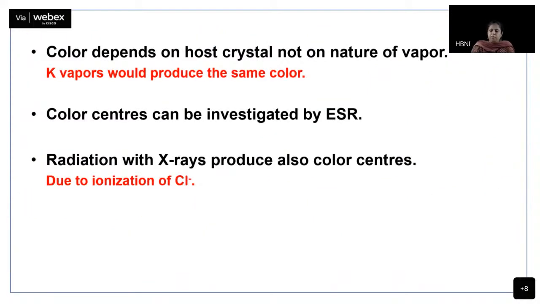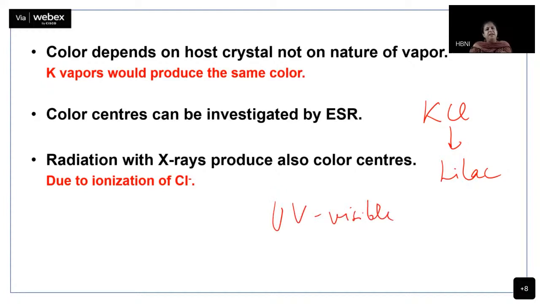Similarly, potassium chloride, if it gets an F center, no matter how that F center is created, by heating in sodium vapor or whatever vapor, it gives a lilac color. It is a slightly purplish color. Okay. And how can I detect an F center? We have been talking so much about color, right? So we can detect it by UV visible spectroscopy. And because ultimately we are talking about an unpaired electron, we can investigate them by ESR also, electron spin resonance.